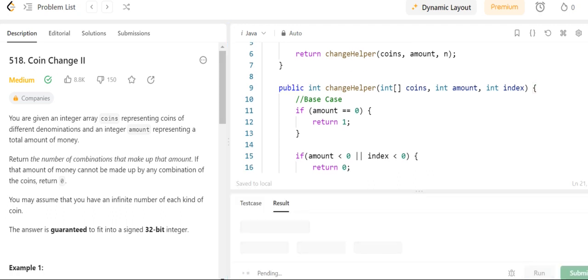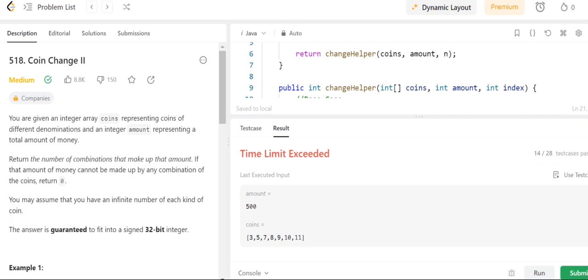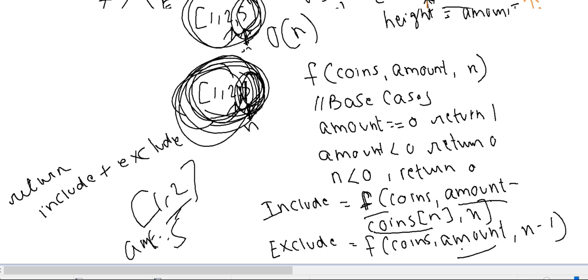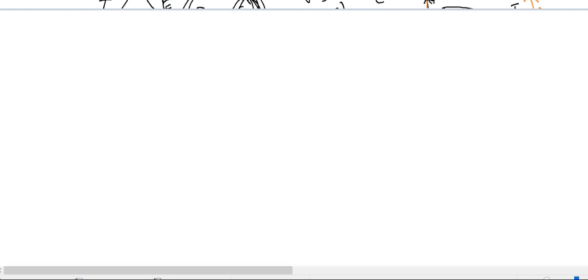Let's submit it. Now the solution is going to time out because our complexity is exponential, 2 raised to amount. So it's not going to pass all the test cases and it did time out. Okay. So since it timed out, let's see what we can do. Let's work on optimization. Let's see how we can optimize the solution.